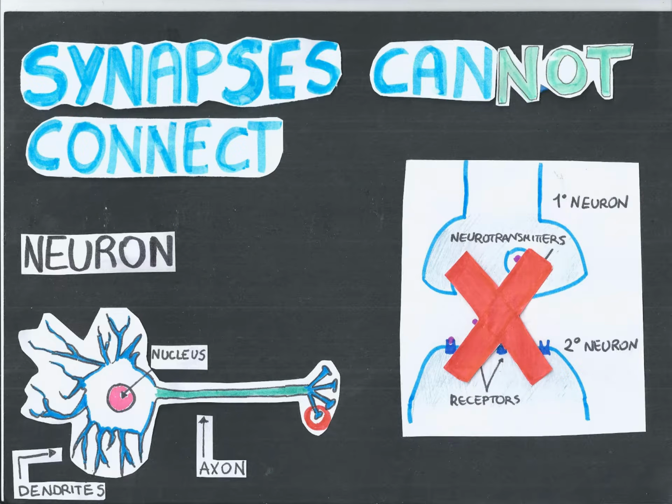Here you can see an image of a neuron with the dendrites, the nucleus, the axon, and the terminals. And there you can see that there cannot be a connection, so there cannot be a synapse.